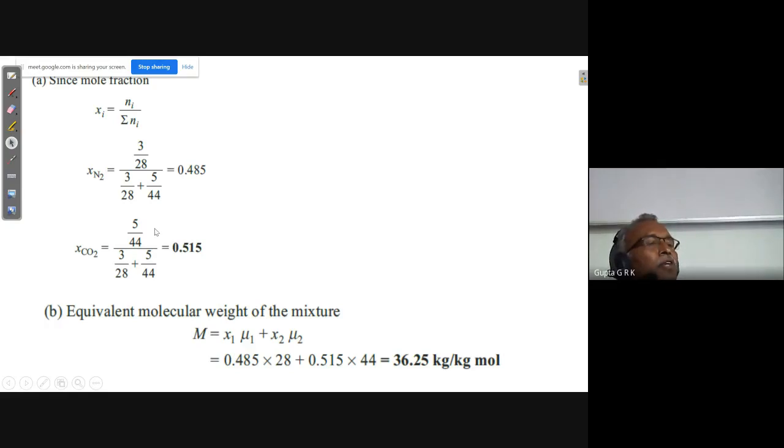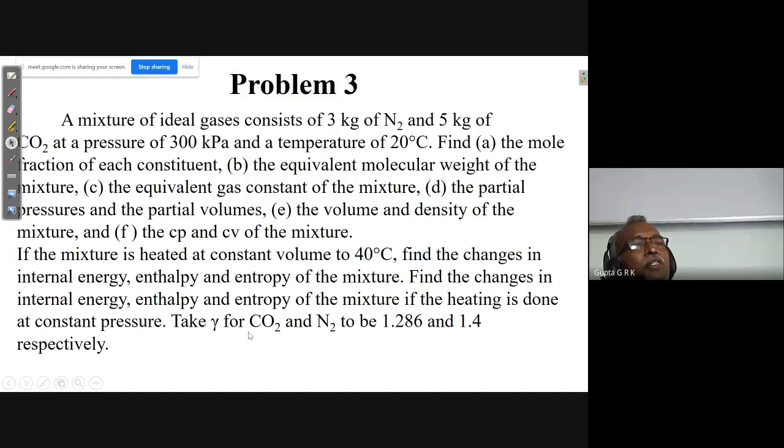And we are asked to find out the molecular weight. So here M is equal to x1 mu1 plus x2 mu2. Okay, here y1 M1 plus y2 M2. Like that, so the only notation is different. Here mu is molecular weight. So 0.485, this mole fraction, into its molecular weight 28, and this mole fraction into its molecular weight 44, I get the total molecular weight of the mixture. That's what is asked: the mole fraction of each component, the equivalent molecular weight of the mixture, and the equivalent gas constant of the mixture, right?